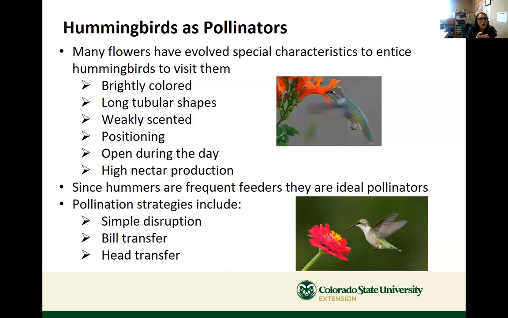So the anthers of that top flower are, you can see them almost right on that little hummingbird's head. It's going to deposit some pollen on its head, and then when it goes to another flower, the flower parts will be touching its head again, and that's how it will pollinate. So that's kind of cool.